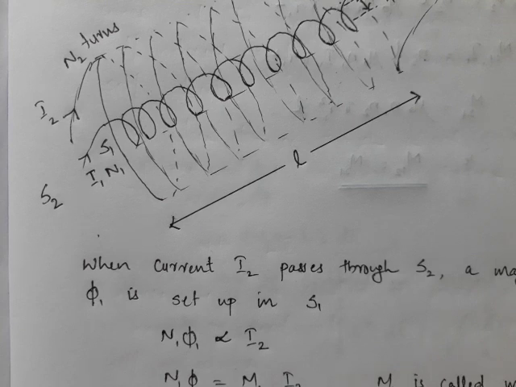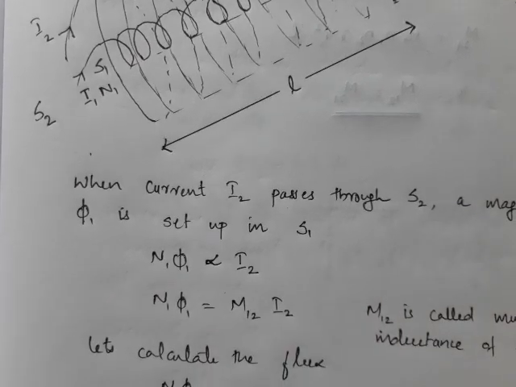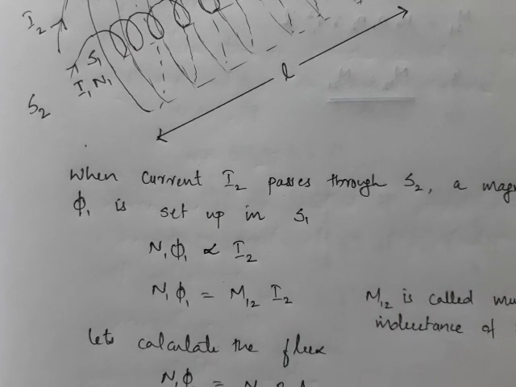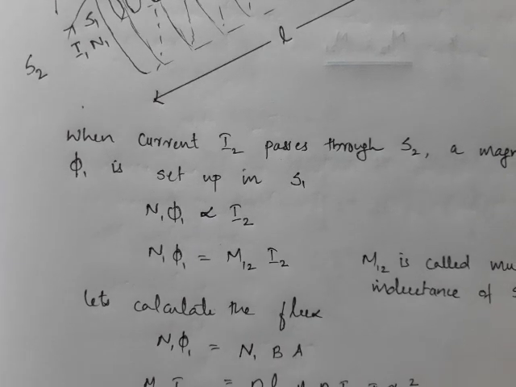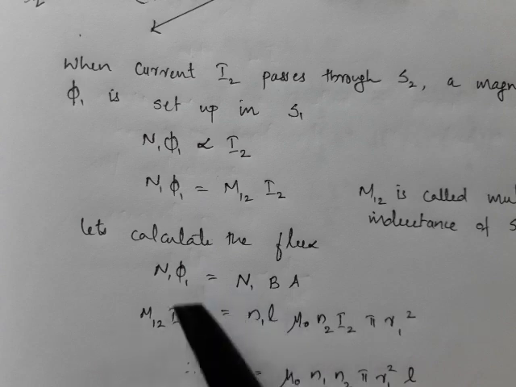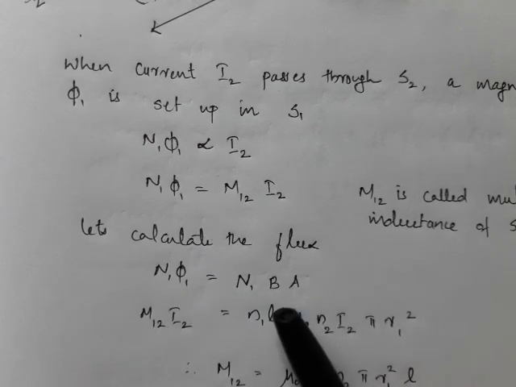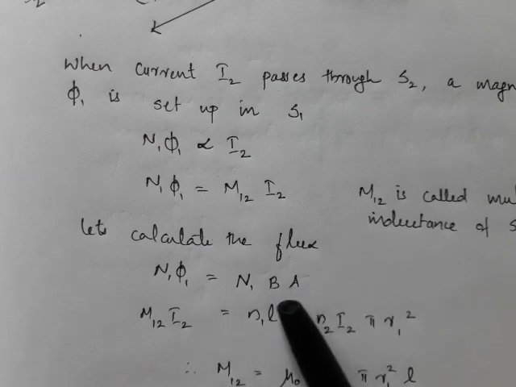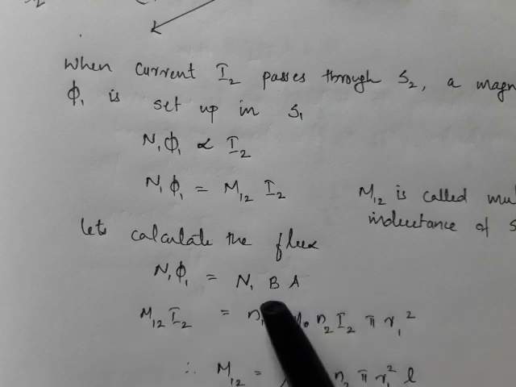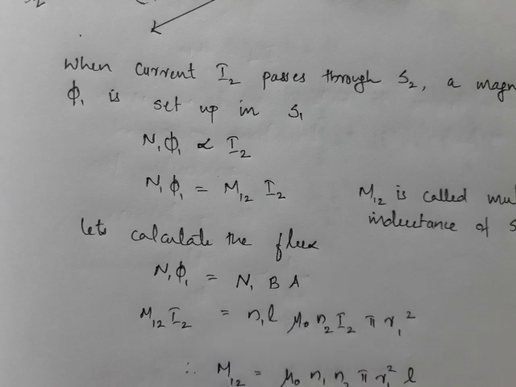Now let's calculate the flux in detail. We know that the flux through the coil is N1∅1. Let's calculate that value. Flux phi can be calculated as the dot product of magnetic field B and the area vector A. In this case, area and magnetic field are in the same direction. So as in the previous case, we take N1BA. B is the magnetic field due to the solenoid S2.